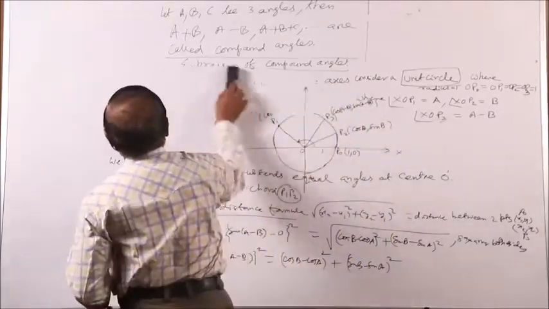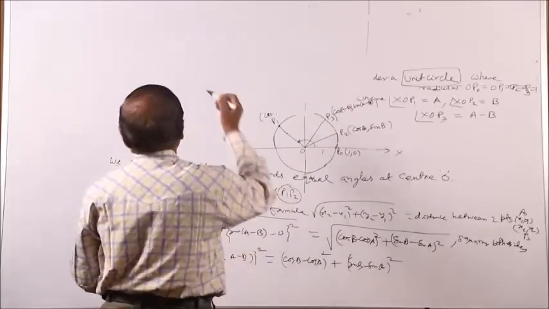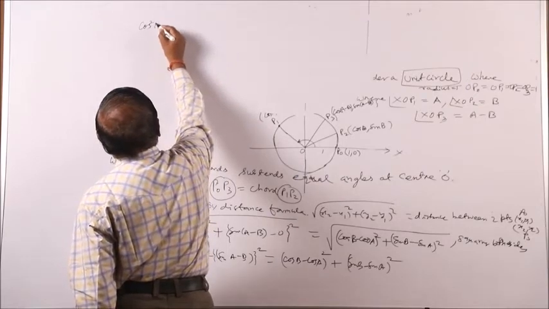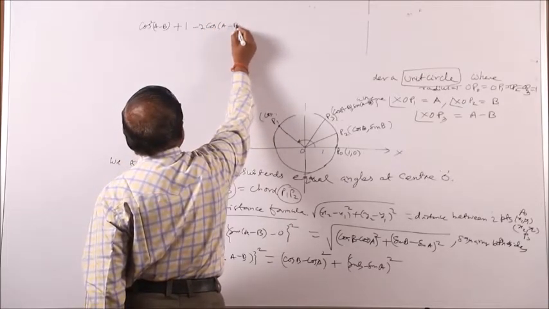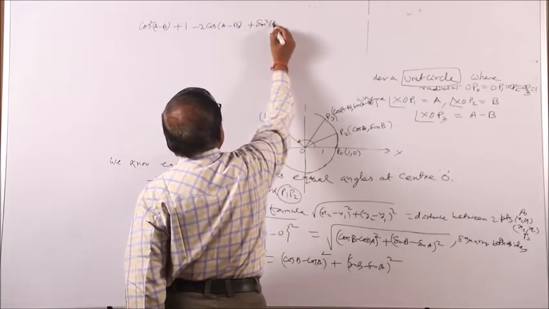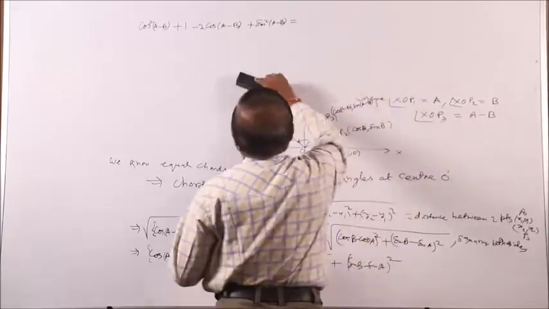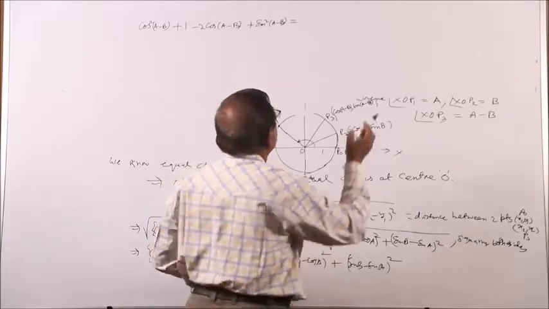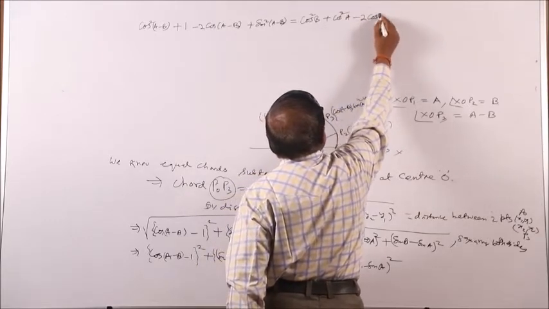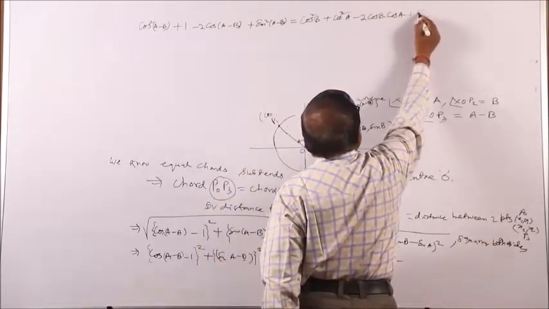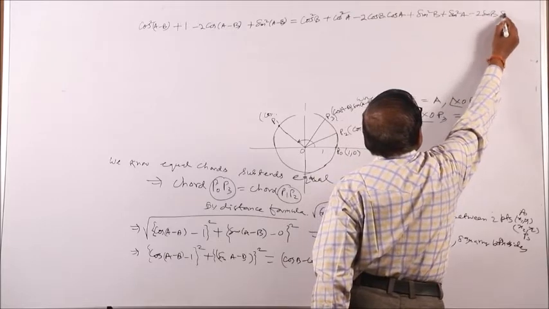Ultimately, what will we get? By the simple formula (a minus b) whole square, we get cos square (A minus B) plus 1 minus 2 cos (A minus B) plus sin square (A minus B) is equal to the right hand side: cos square B plus cos square A minus 2 cos B into cos A plus sin square B plus sin square A minus 2 sin B into sin A.